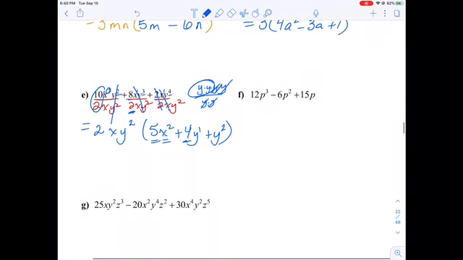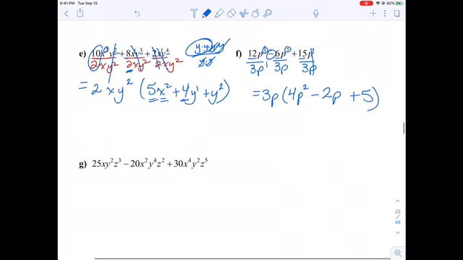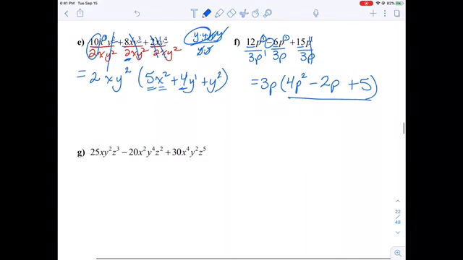Okay, let's look at the next one. 12, 6, and 15, all multiples of 3. Okay, largest common factor that will go into all those is 3. And I've got a p cubed, p squared, and a p, so I can take out a 3p. And when I divide by 3p, 12 divided by 3 is 4, that's going to be p squared, 3 minus 1. 6 divided by 3 is 2, and it's a minus because it's a negative 6. And that's p squared divided by p is a single p, and 15 divided by 3 is 5, and the p is reduced to 1. So there's our GCF and our leftover factored polynomial.